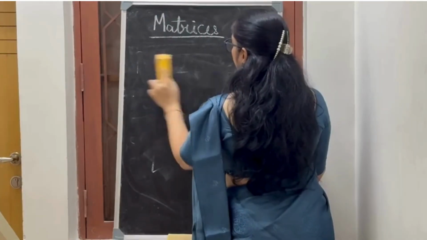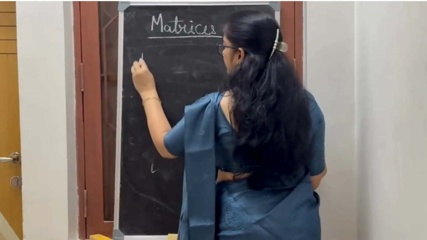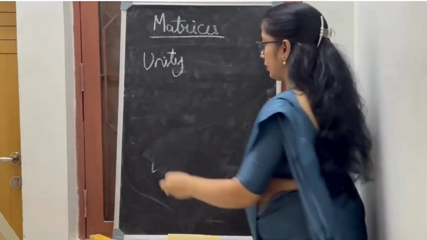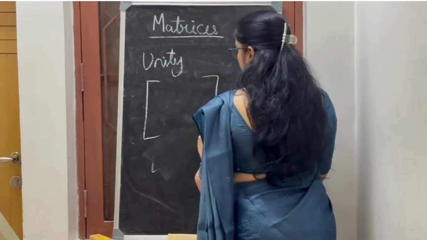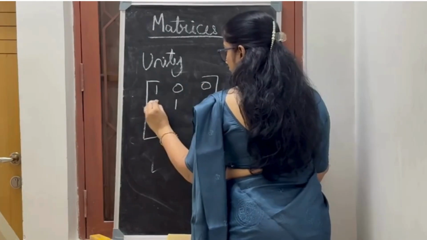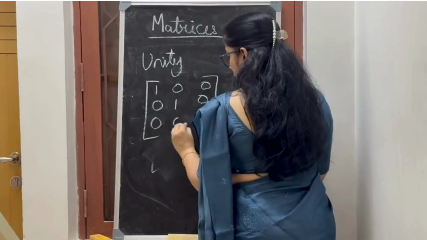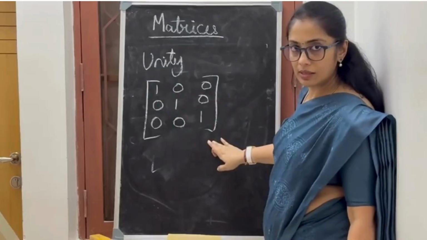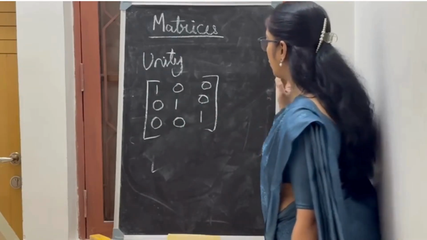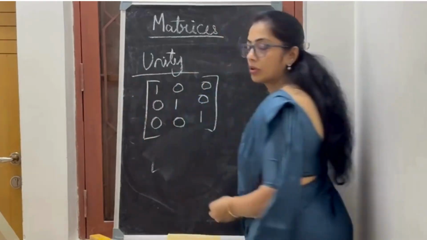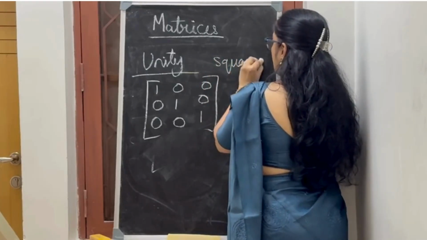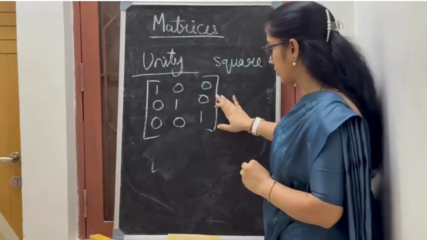Then comes the unity or diagonal matrix, which means the diagonal numbers are 1 and the other numbers are 0. When the diagonal has the number 1 and the other numbers are 0, it's called a unity matrix. One important thing to notice here is that it will always be a square matrix.